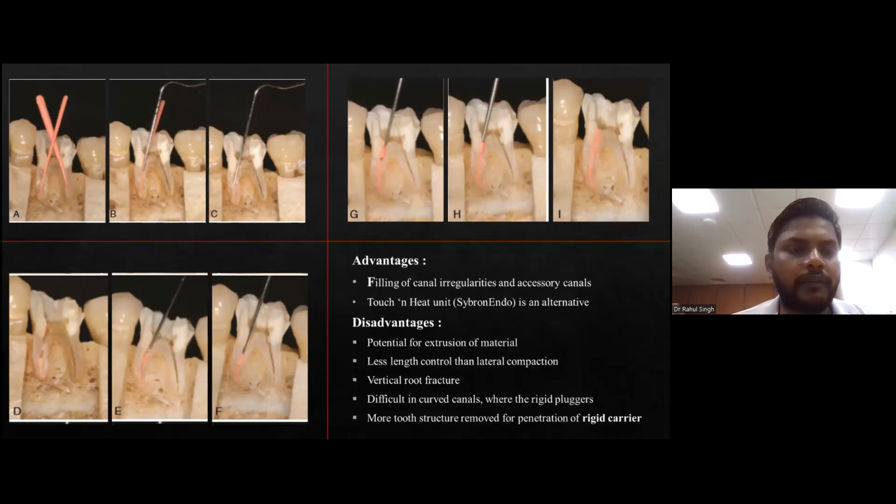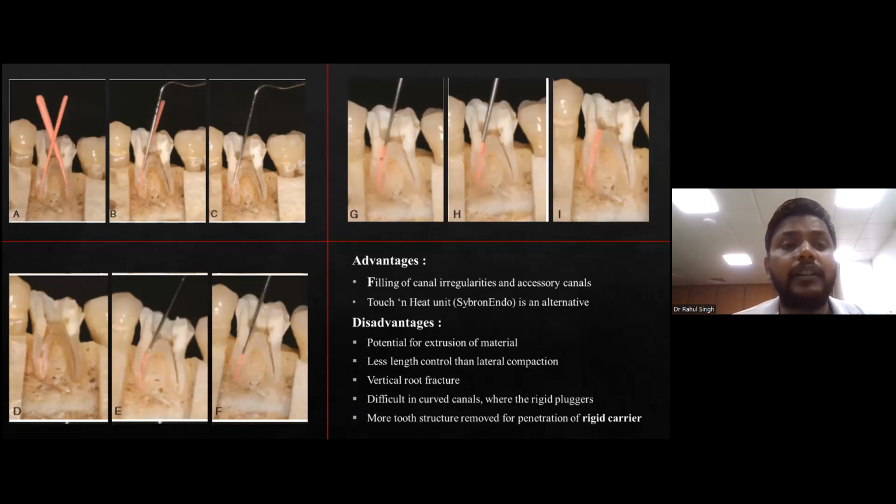What you do is, once you have compacted the apical area, take another GP, cut 3 to 4 mm from that GP, and then condense it on the previous GP. You have to do this 3 to 4 times till you reach the canal orifice. That is the technique you use in warm vertical compaction.